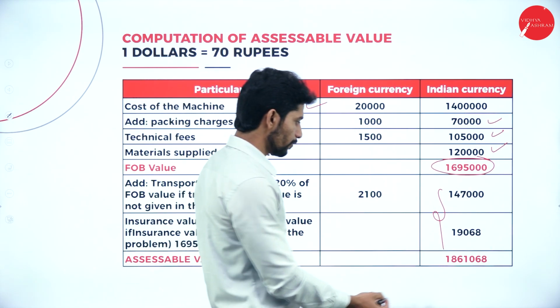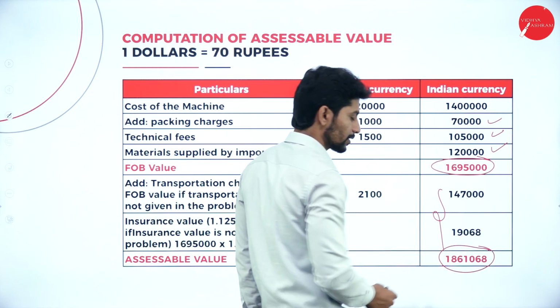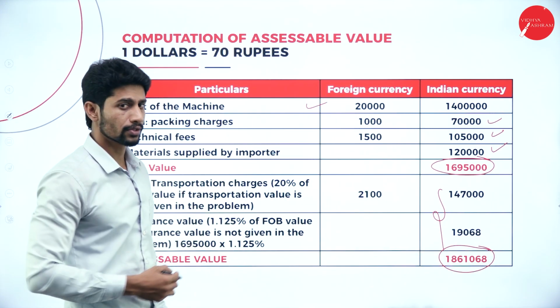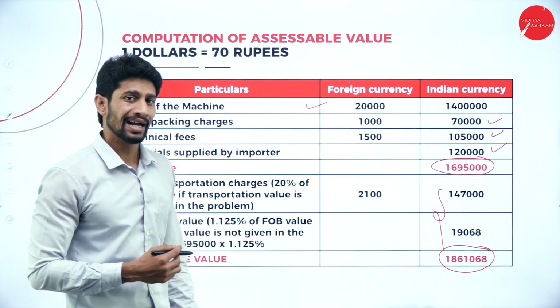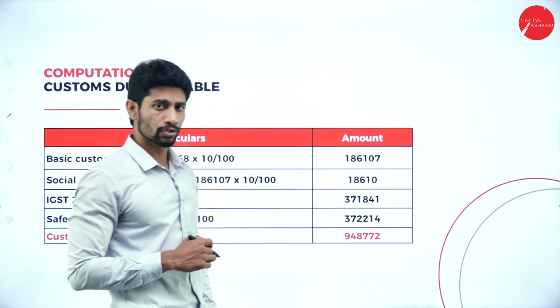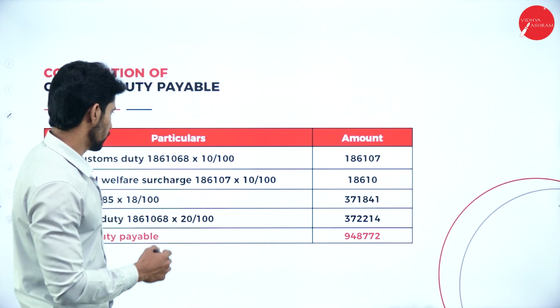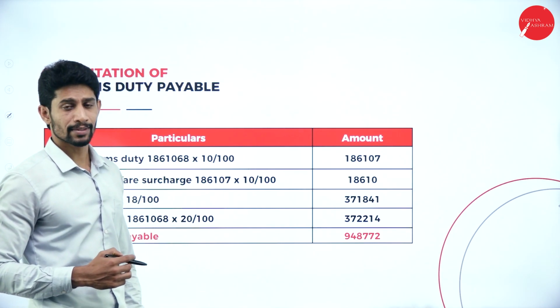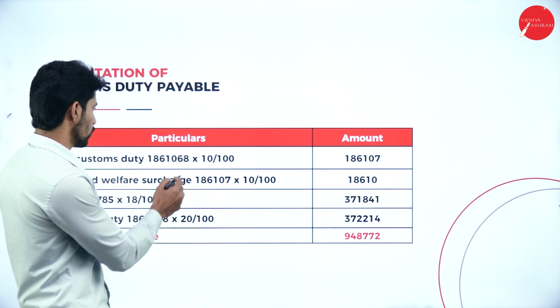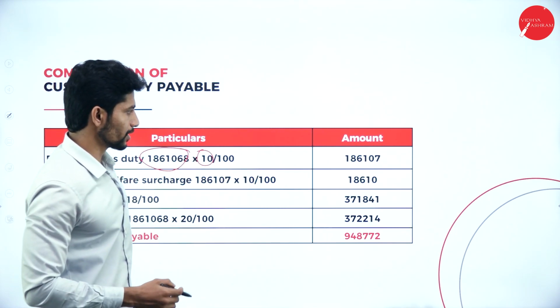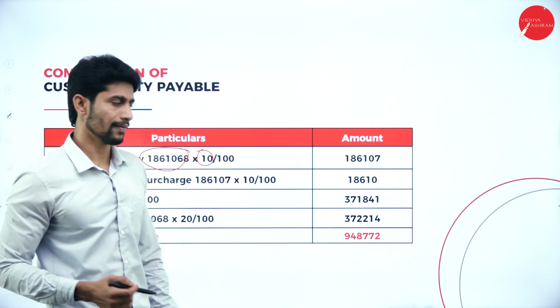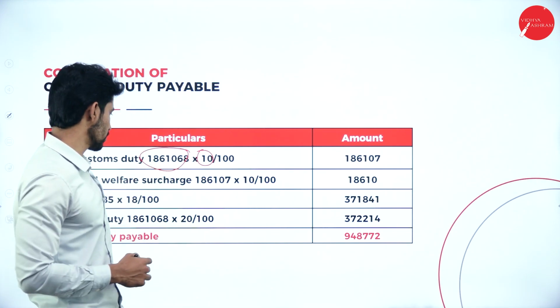So add these two values, 19,068 rupees and 1,47,000, to FOB value. You will get the total of 18,61,068 rupees. That value is called what? Assessable value. So moving further to compute the custom duty payable. Basic custom duty is taxable at the rate of 10%. So assessable value into 10%. How much you'll get? You'll get 1,86,107.